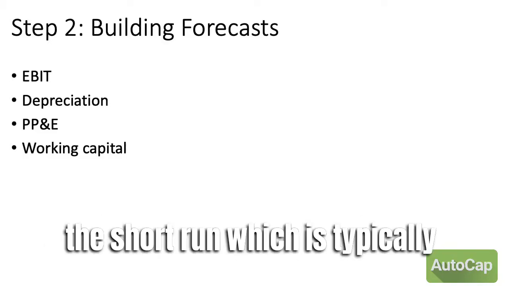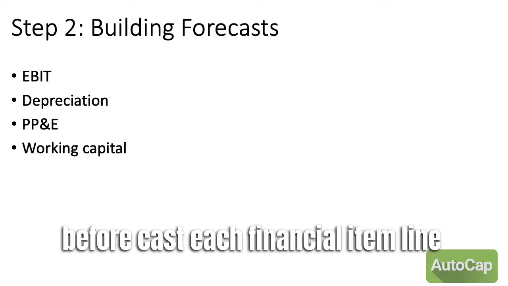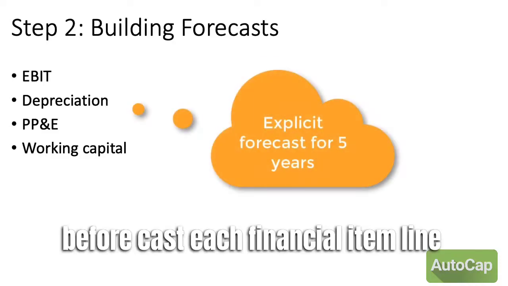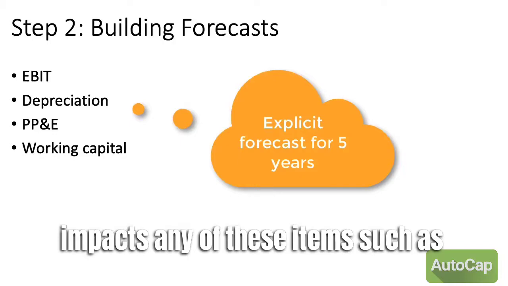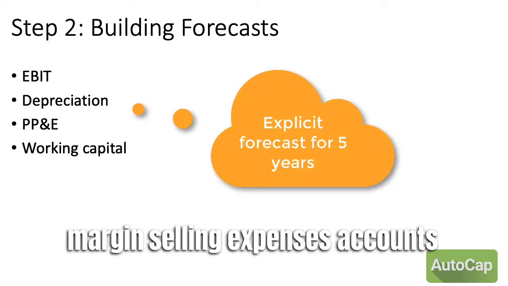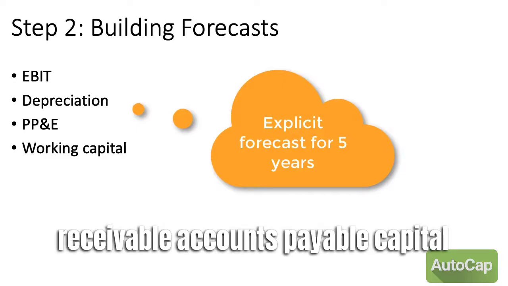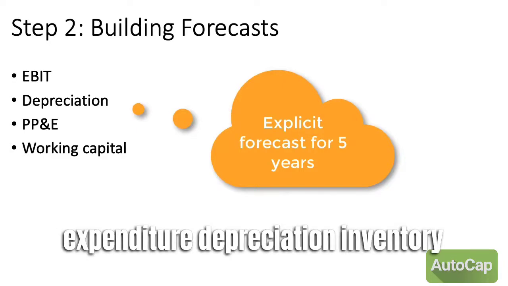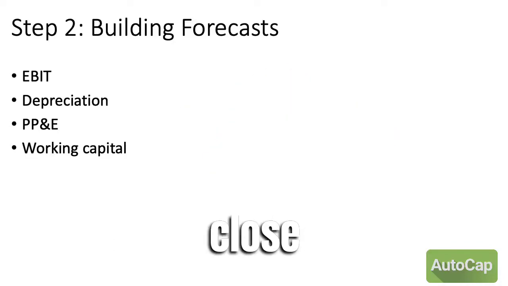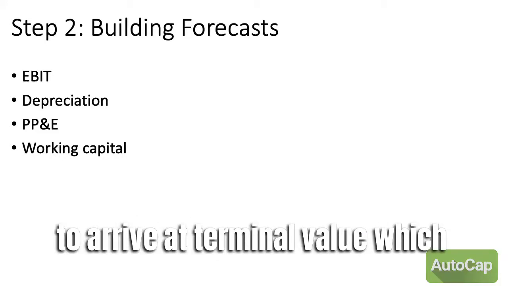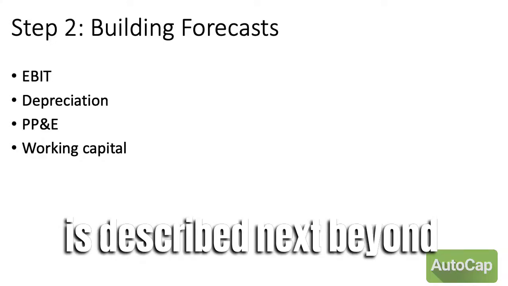Over the short run, which is typically the first 5 years, we forecast each financial line item that impacts any of these items, such as sales, COGS, gross margin, selling expenses, accounts receivable, accounts payable, capital expenditure, depreciation, inventory, and so on. To calculate the value of cash flows beyond 5 years, we use the continuing value formula to arrive at terminal value, which is described next.